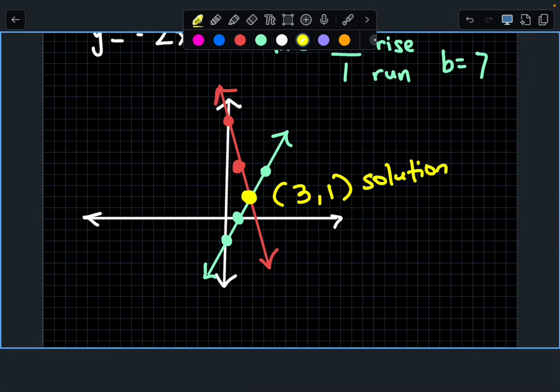All right, and this is what we're looking to get. So if you're doing this on your end, we're looking to find the following point of intersection, which is at the point 3 and 1. Once again, that second function will start at 7, and you'll go down 2 and to the right 1, down 2 and to the right 1 again.